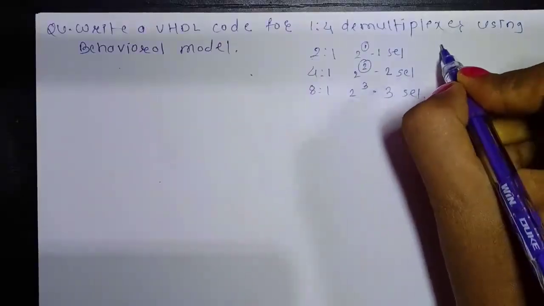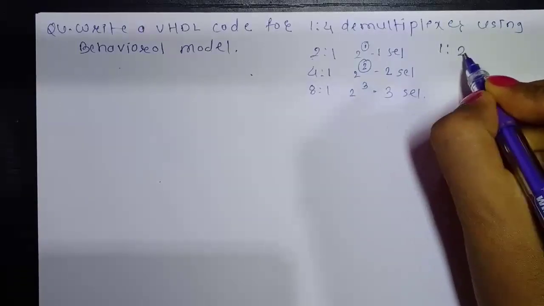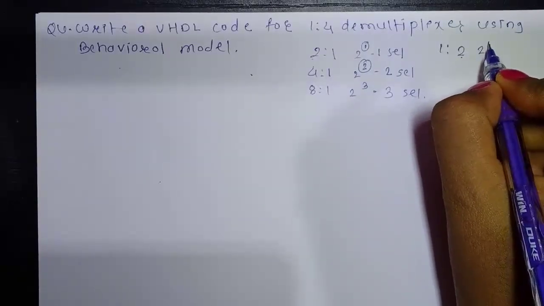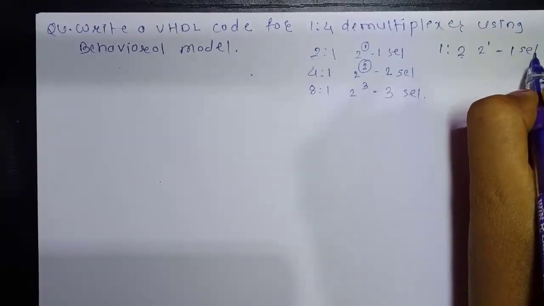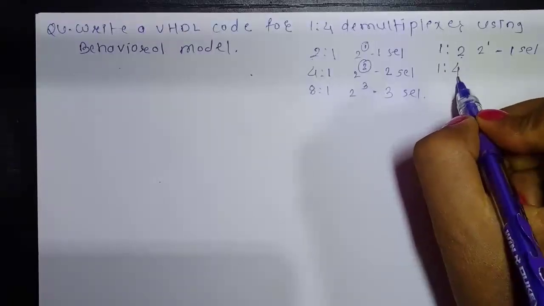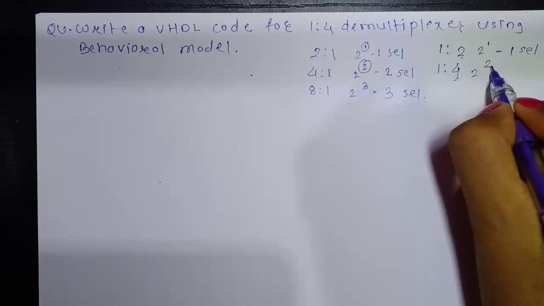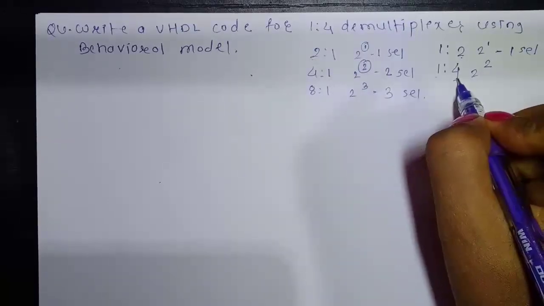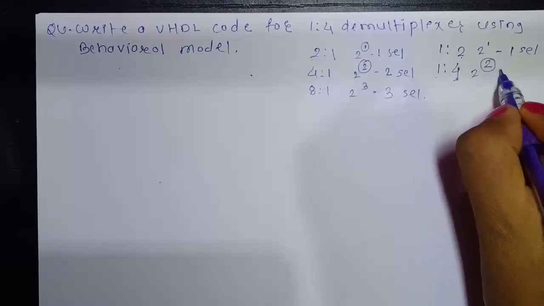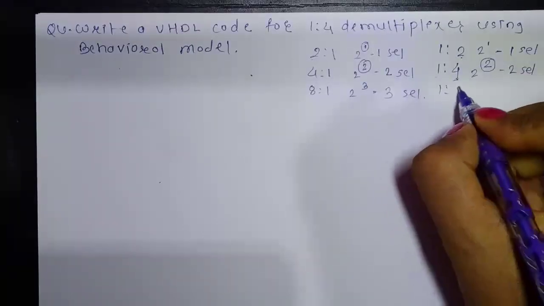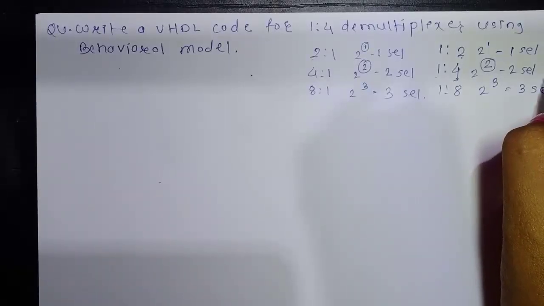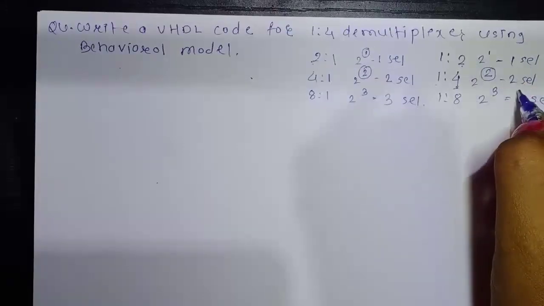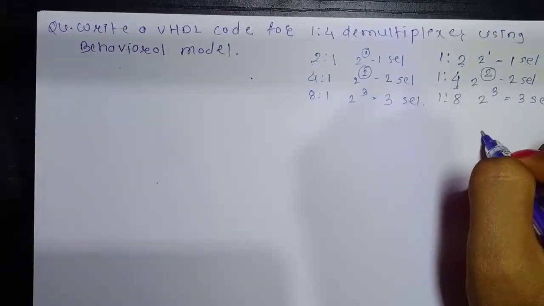Likewise in a demultiplexer, if it is 1 is to 2, again this 2 can be written as 2 raised to the power 1. That means a 1 is to 2 demultiplexer contains how many selection lines? Only one selection line. Now if the demultiplexer is 1 is to 4, this 4 can be written as 2 raised to the power 2. That means a 1 is to 4 demultiplexer contains how many selection lines? 2 selection lines. Likewise 1 is to 8, 2 raised to the power 3. That means there are 3 selection lines. This is the concept of demultiplexer: how many selection lines are there and how they work.